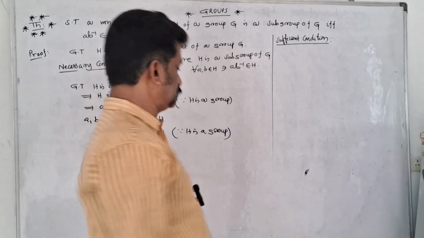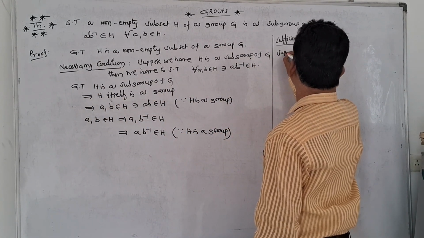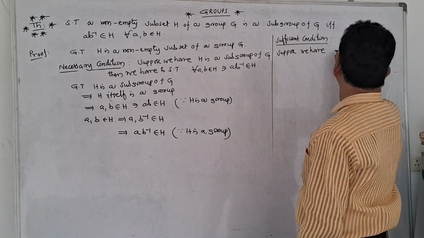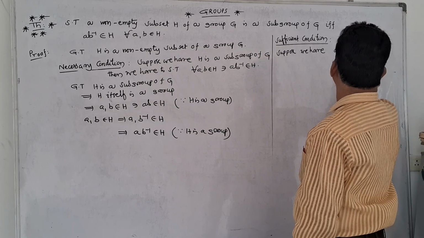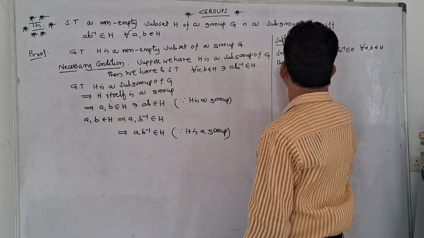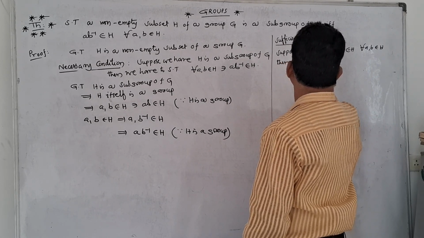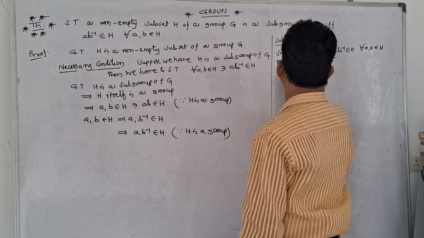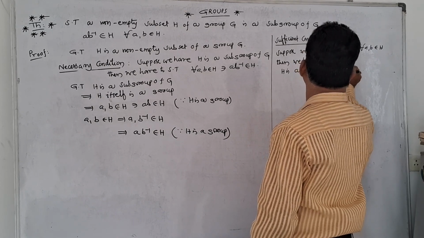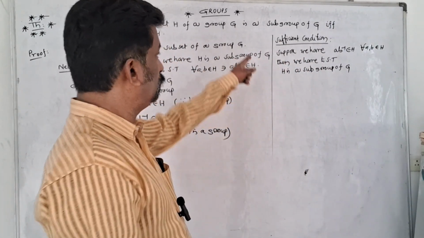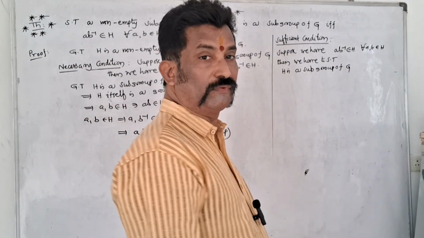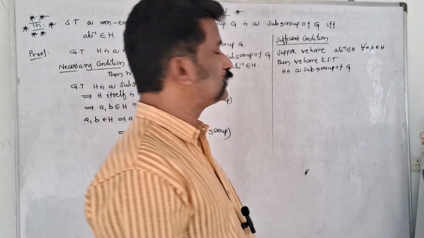I repeat. Suppose we have a, b belongs to H, and a b inverse belongs to H for all a, b belonging to H. Then we have to show that H is a subgroup of G. Understood? Suppose we have a b inverse belongs to H for all a, b belongs to H. Then we have to show that H is a subgroup of G.